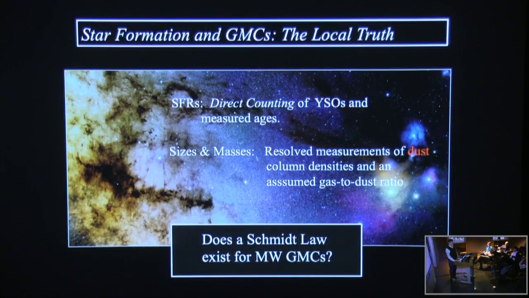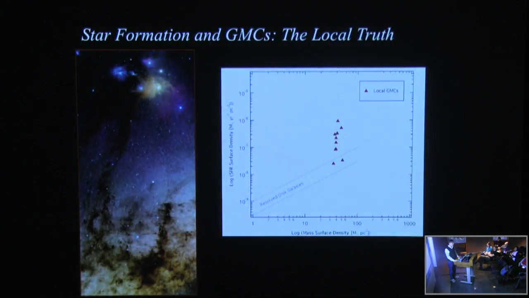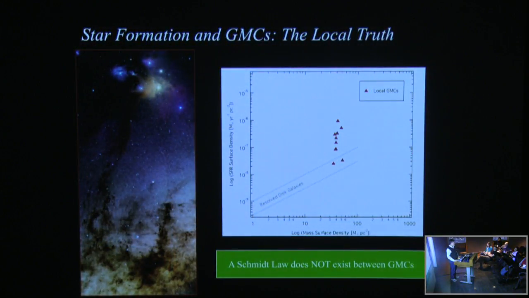So one of the questions we might want to ask is, if we go through this exercise for all the local clouds, do we find that the Schmidt law exists in the local Milky Way? And the answer is quite clearly no. There is no Schmidt law for molecular clouds in the local Milky Way. And you can see here, I plotted the surface density of star formation versus the surface density of gas for the local molecular clouds, and they're not correlated.